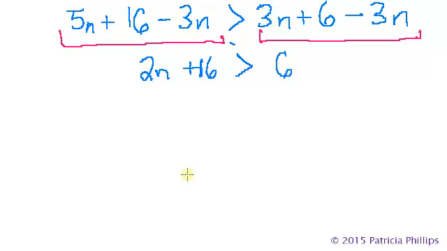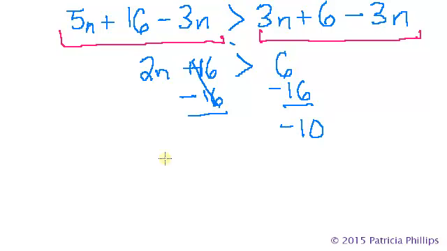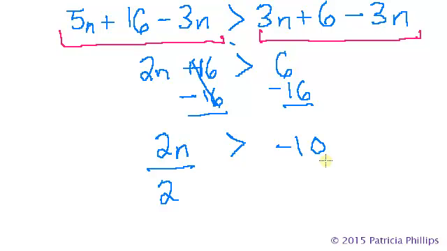So is the variable isolated? No, it is not yet. So let's subtract 16 from both sides. It'll be 0 here. It'll be a negative 10 on the right hand side. So it looks like we have a 2n, bring that negative 10 down. Looks like we have a 2n greater than negative 10. The variable is still not isolated. So let's divide both sides by 2.